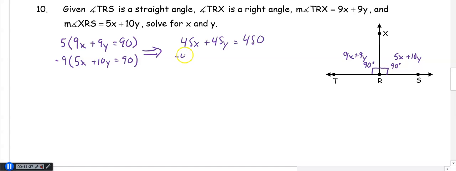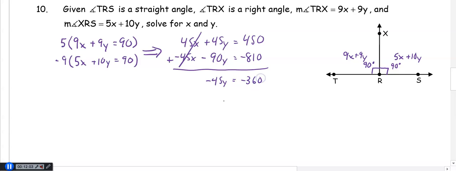And then I have negative 45x minus 90y is equal to negative 810. So when I add my two columns straight down, my x's cancel out, and I have negative 45y is equal to negative 360. So when I divide by negative 45, I get y is 8.